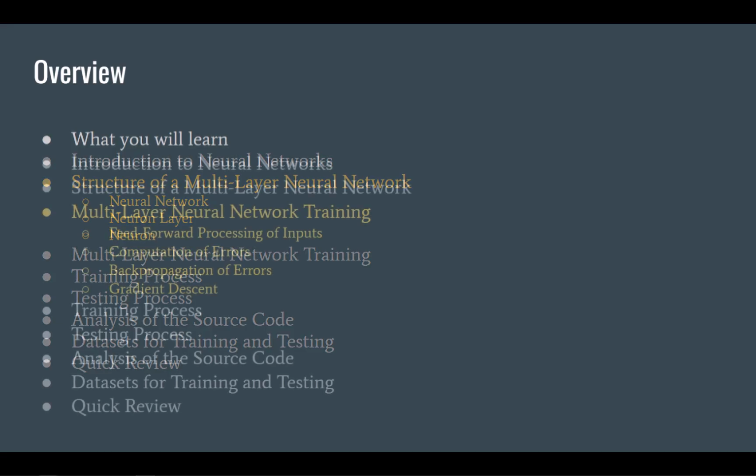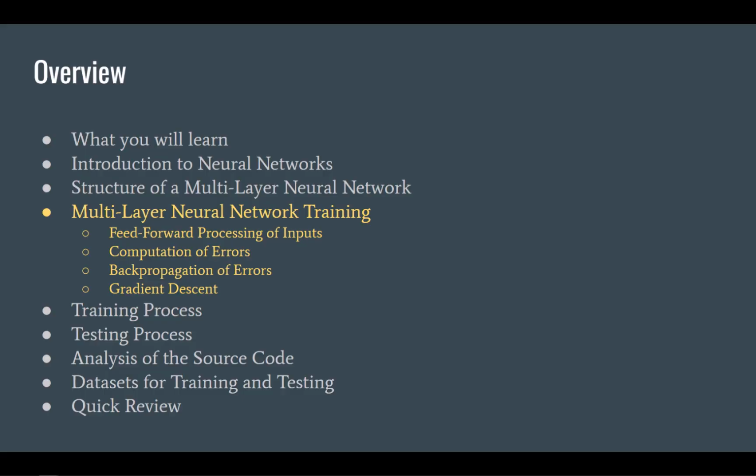You will learn in detail about the mathematics of multilayer neural network training, which consists of the feed-forward processing of the inputs, the computation of errors, which is the difference between the expected and actual outputs for the given inputs, the backpropagation of errors through the layers of the neural network, and gradient descent, which is the updating of the neural network parameters. The focus will be on implementation so that when we look at the source code, the mathematics will be immediately recognizable and understandable.